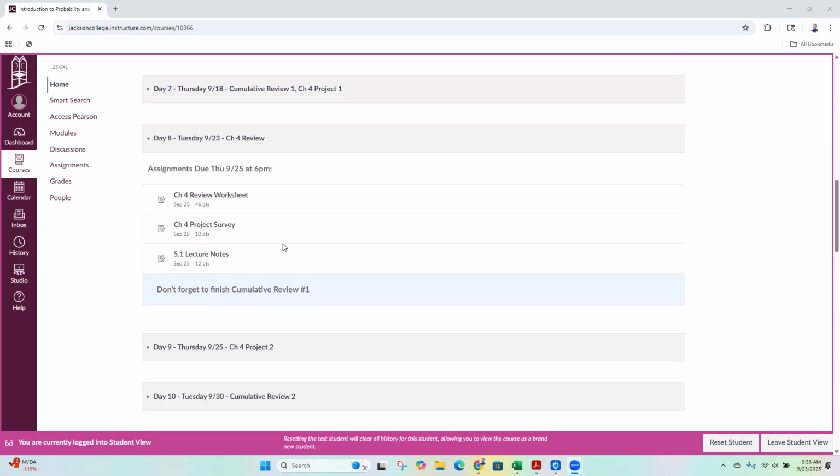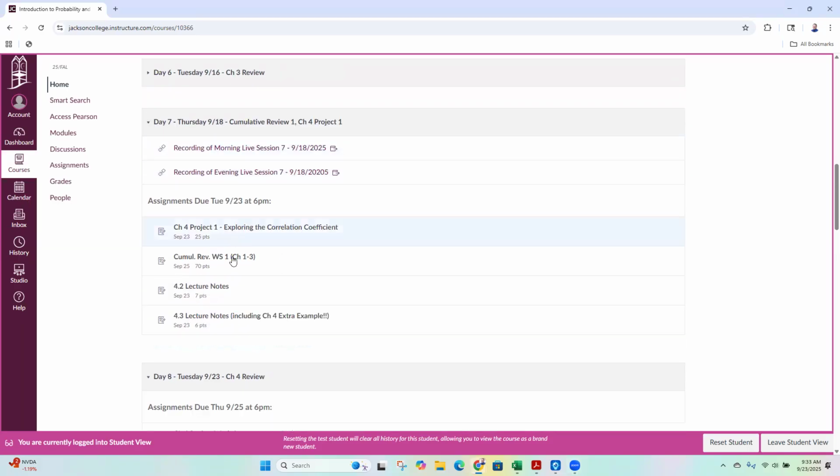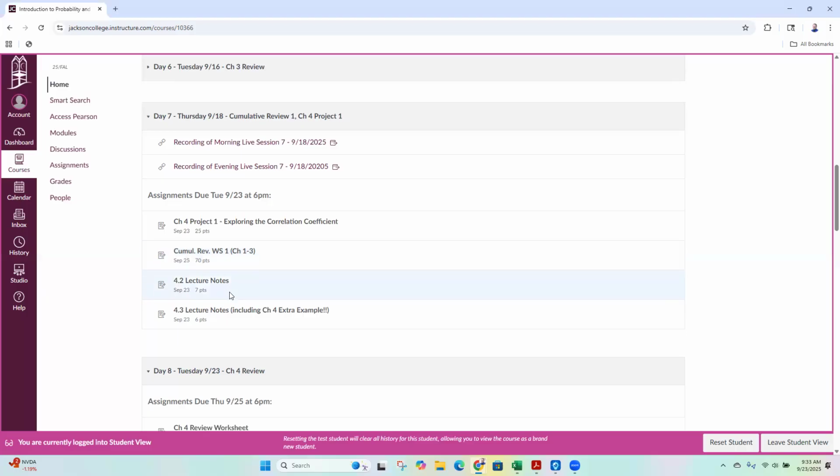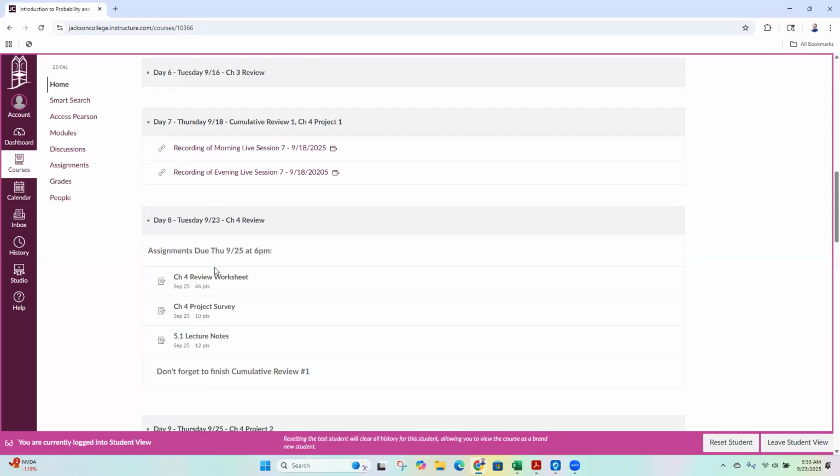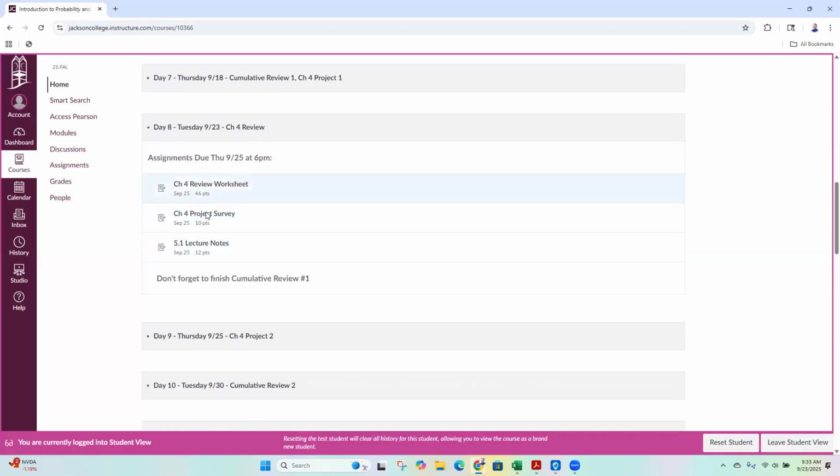Last week on Thursday, we started the cumulative review, and it's right here. You'll notice that it's not due today, even though we talked about it last time. It is due on this upcoming Thursday, but we're going to finish it today. So we will do the Chapter 4 review, we'll do the Chapter 4 project, and then we will finish up the cumulative review. Okay. So I want to actually start today with the Chapter 4 project survey.